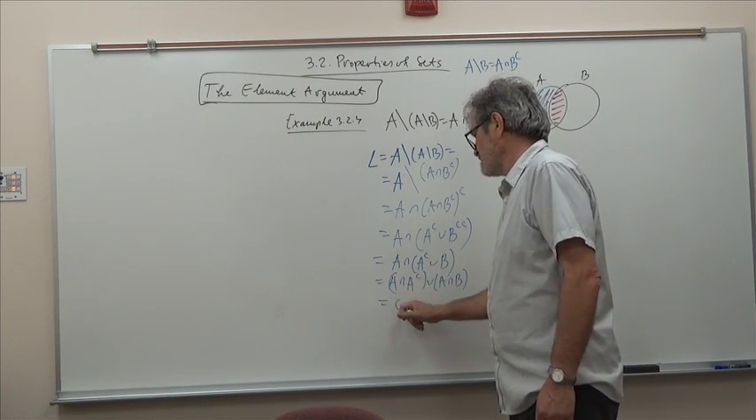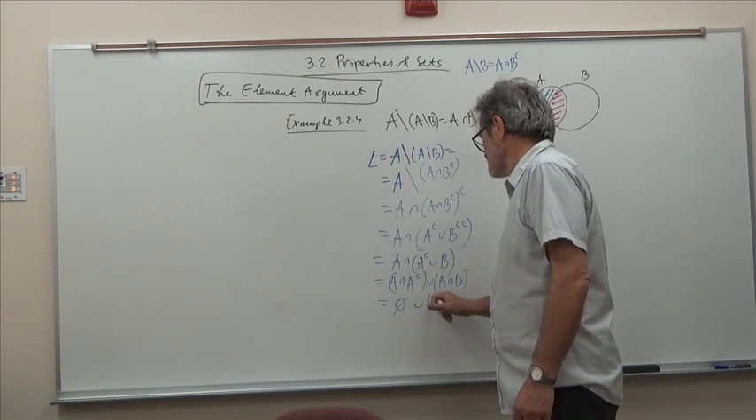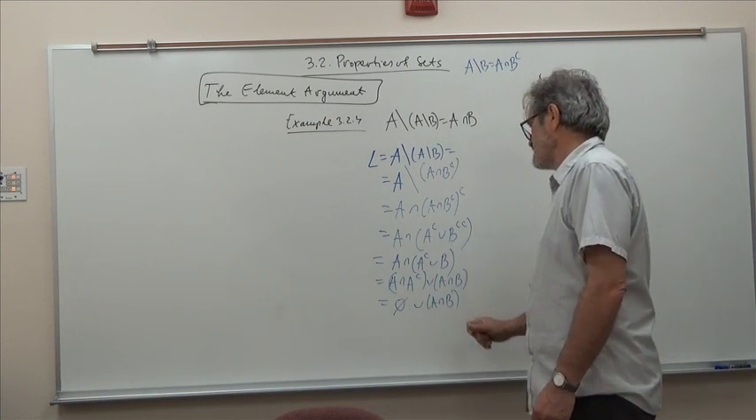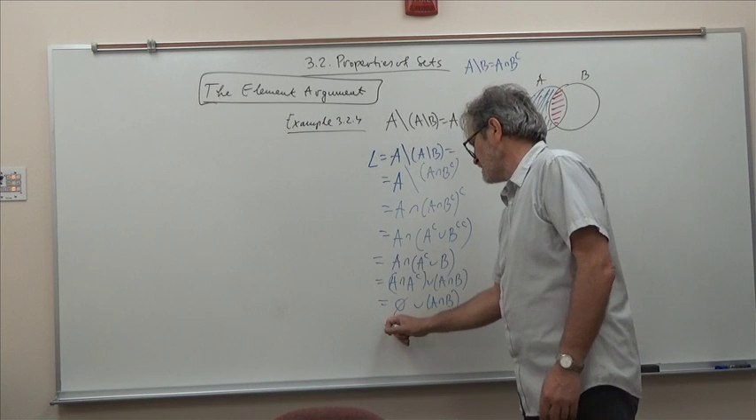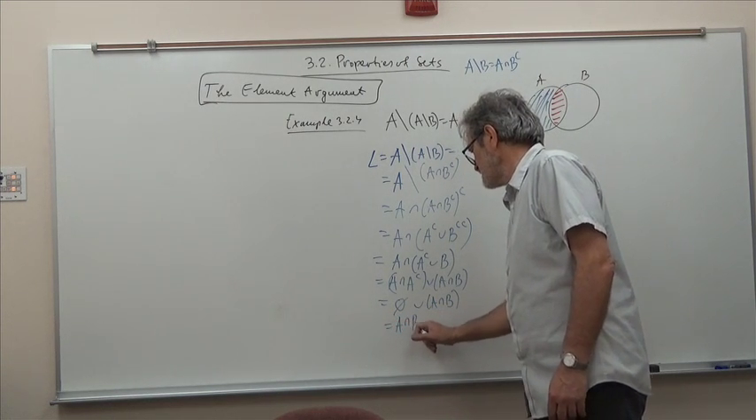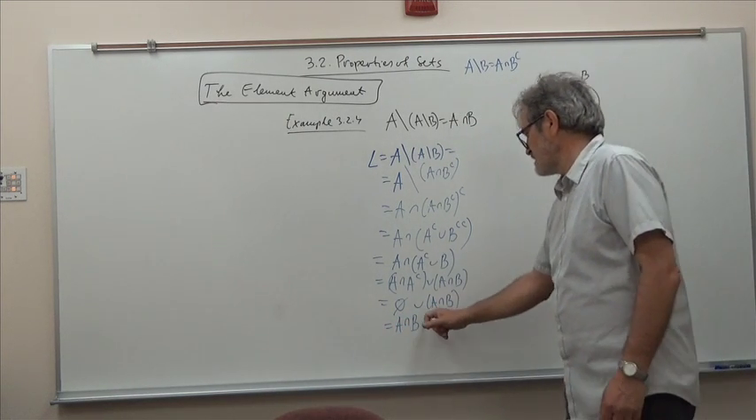A intersection A complement is the empty set according to our list of properties. Then empty set union A intersection B, empty set union anything, is that anything? Here it is. We proved that this is the right side.